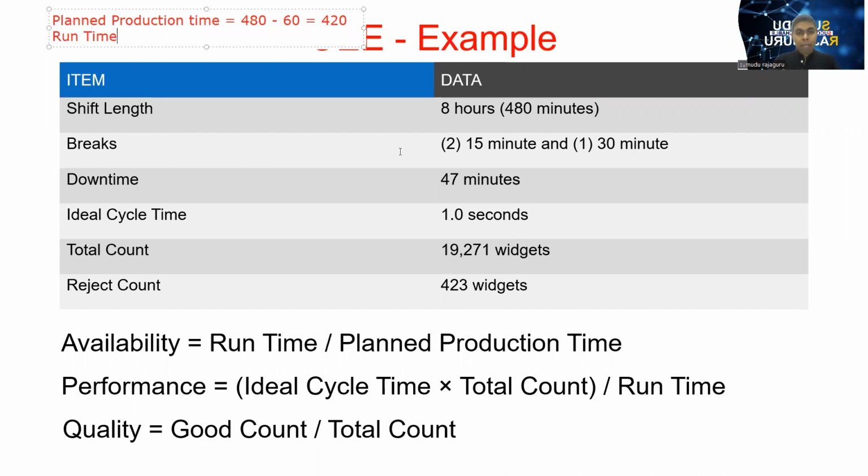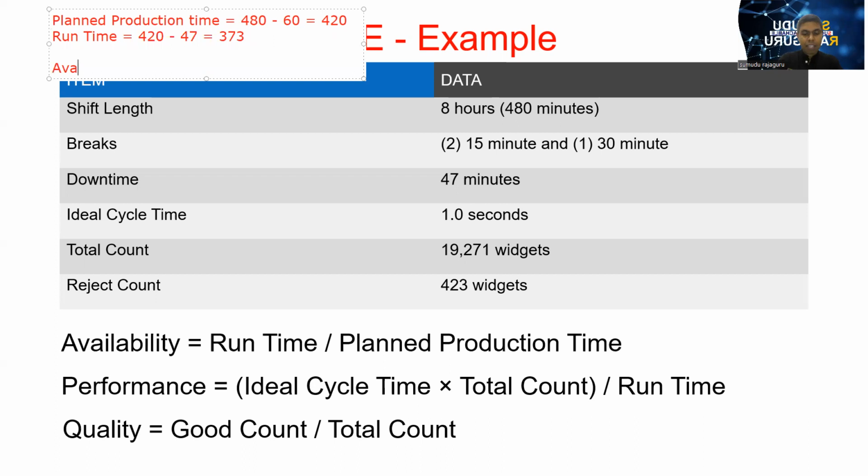From that planned running time, 47 minutes was downtime. So the actual runtime is, plan is 420, we have to reduce 47 minutes. That means 373. So planned production time is 420, runtime is 373.